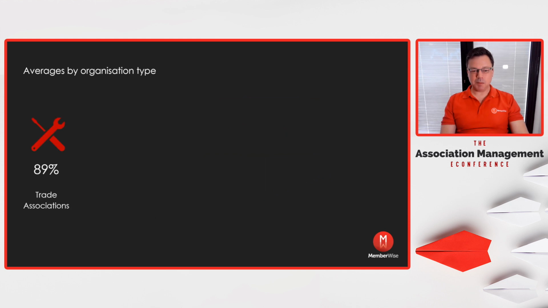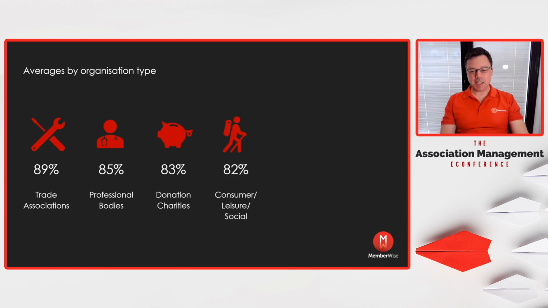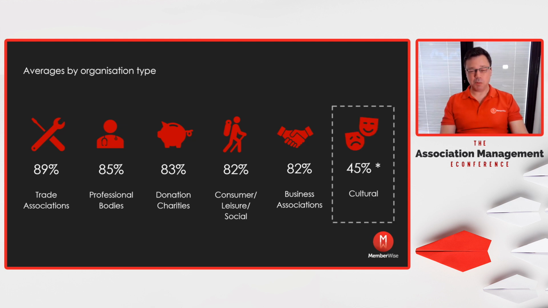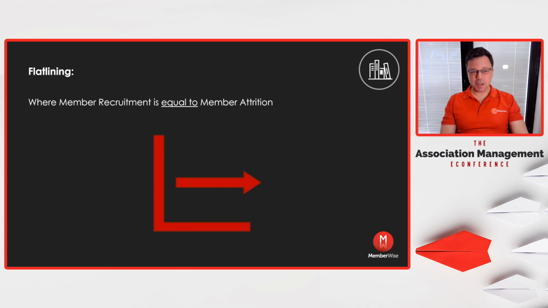By organisation type, if you look at the different types of membership organisation, 89% was with trade associations, which was the best, 85% with professional bodies, 83% with donation charities, 82% with consumer and leisure, and 82% with business associations. The real variable one compared with all of these types was the cultural membership organisation, a 45% retention rate. And those are typically organisations where memberships are gifted and perhaps seen as more disposable. So a little bit of care with that figure should be taken.